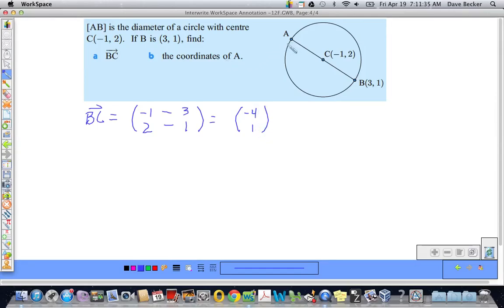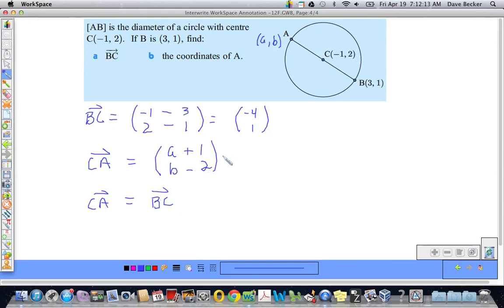So find the coordinates of A. Okay, well, A has coordinates a, b. Then we can say that vector CA is equal to a minus -1, b minus 2, so that's going to be a plus 1, and then b minus 2. But we also know that vector CA is equivalent to vector BC.